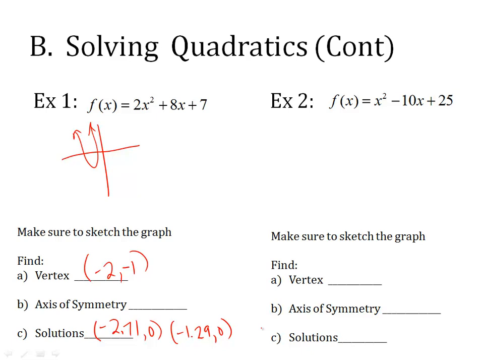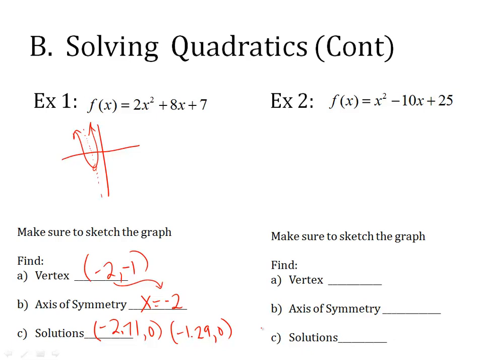Now, to find my axis of symmetry, notice that's the line that I could fold along. And it's going to go right through the vertex. And it's a vertical line. So that means it's a line that is x equals something. Since it's vertical, it's going to go through the vertex. I find out what x equals from the vertex. Okay, so that -2 comes right here, and that is my axis of symmetry. It comes straight from the vertex.